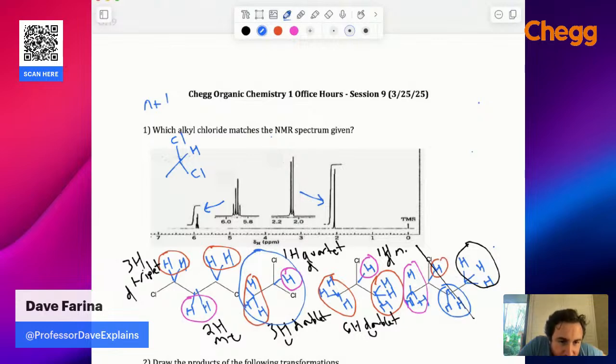Let's see if we missed anything. Jordan asks if I can explain optical activity at some point.